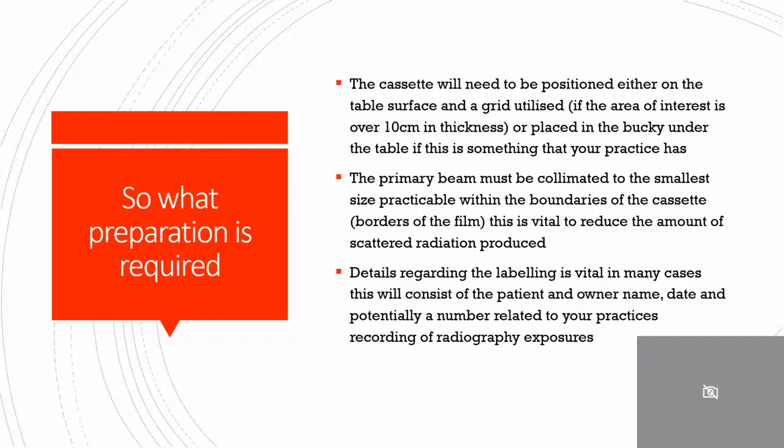The primary beam must be collimated to the smallest size practicable within the boundaries of the cassette, and that would mean within the borders of the actual film, and this is vital to reduce the amount of scattered radiation produced. Details regarding the labelling is vital. In many cases, this will consist of the patient and owner name, date, and potentially a number related to your practice's recording of radiography exposures.